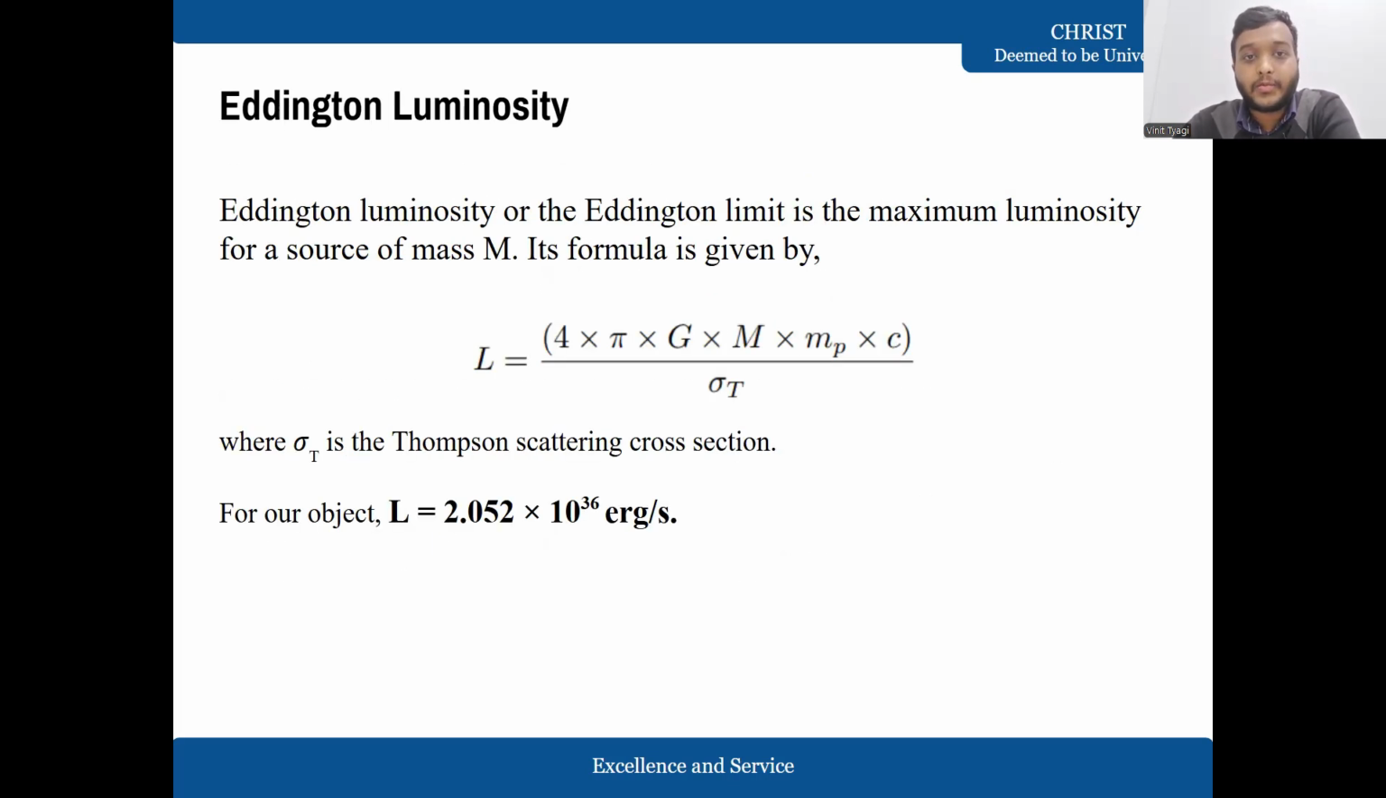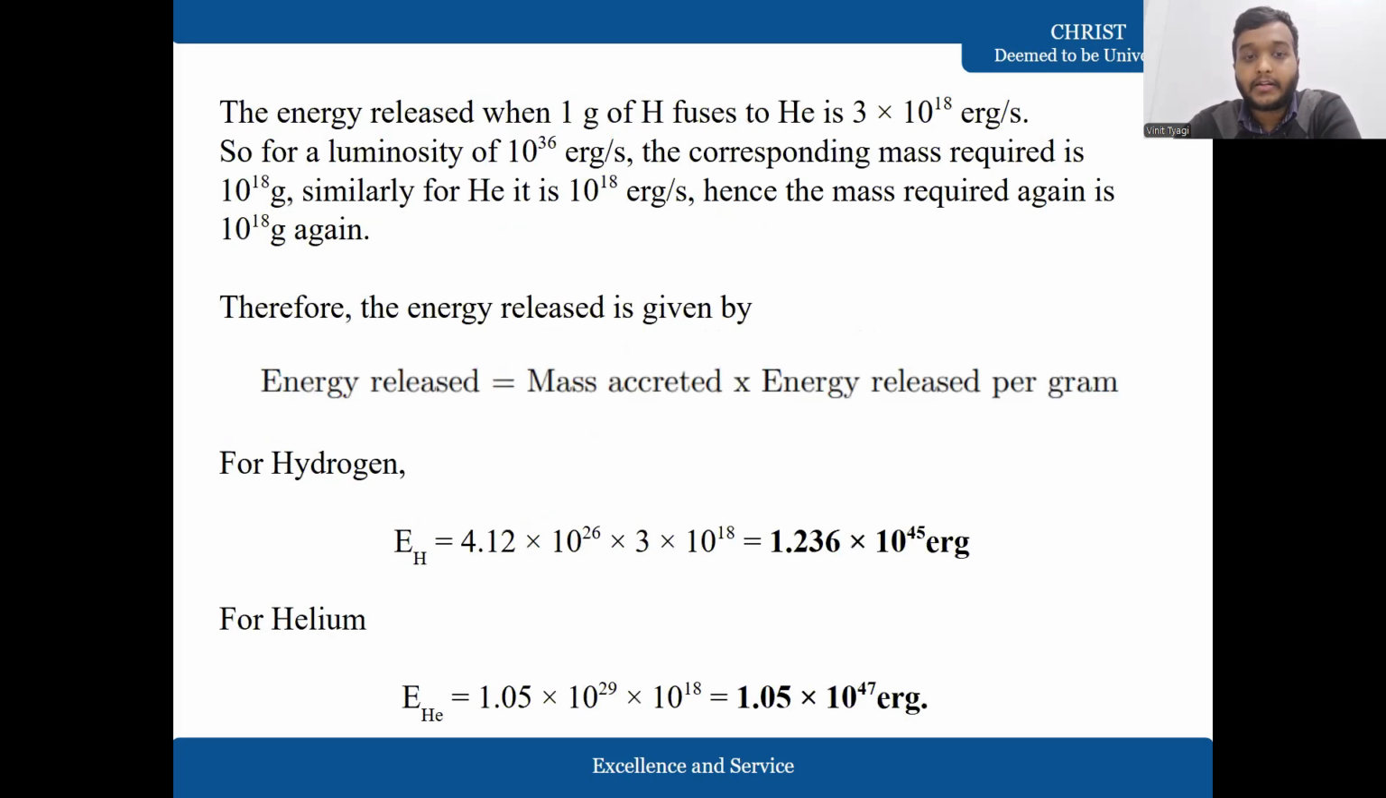So the Eddington luminosity for our mass will be 2.052 × 10^36 ergs per second, which we will use to calculate the energy released by hydrogen and helium. The extra mass which is accreted will be ejected away, and the energy released will be mass accreted times energy released per gram, which is found to be 10^45 ergs and 10^47 ergs.